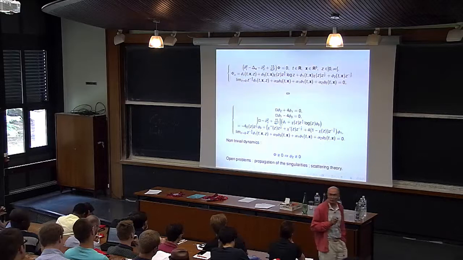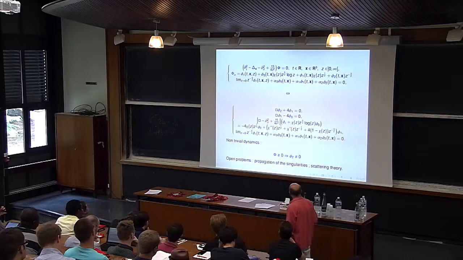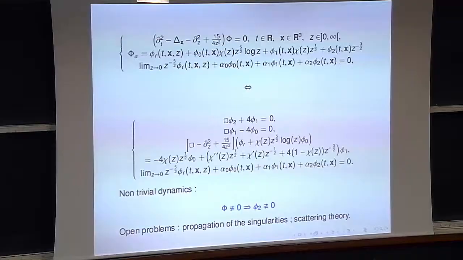The dynamics are not trivial. Phi 2 is non-zero if phi is non-zero. It's the holographic principle. Several open problems remain, such as propagation of singularities, totally open, and scattering theory, with a delicate investigation of singular continuous spectrum, and so on. This ends the first part of my talk.